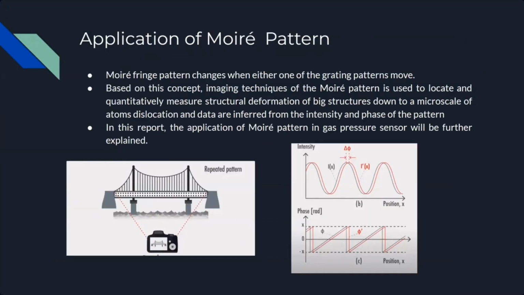Next, I'm going to be talking about the application of Moiré pattern. As we all know, Moiré fringe pattern changes when either one of the grating patterns moves. Based on this concept, imaging techniques of the Moiré pattern is used to locate and quantitatively measure structural deformation of big structures down to a microscale of atoms dislocation. And these data are inferred from the intensity and phase of the pattern. In this report, the application of Moiré pattern in gas pressure sensor will be further explained.